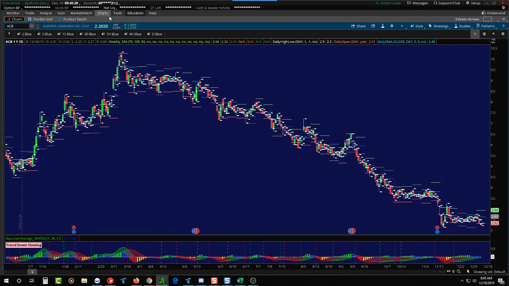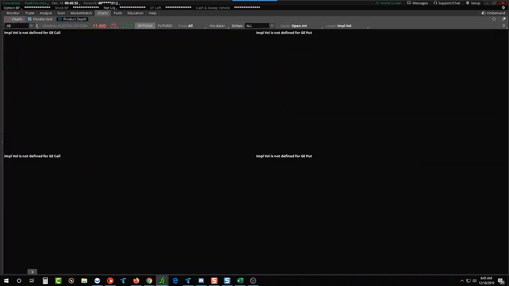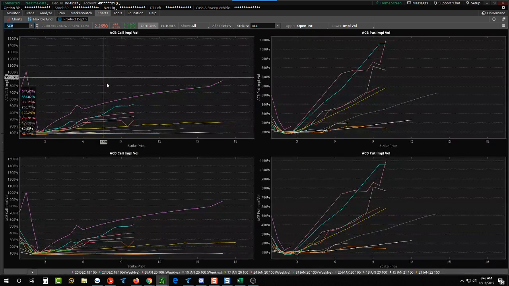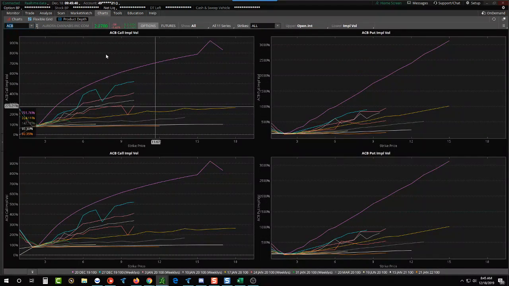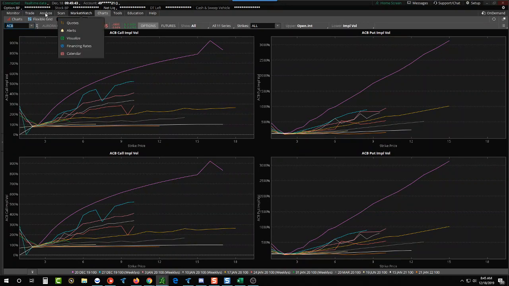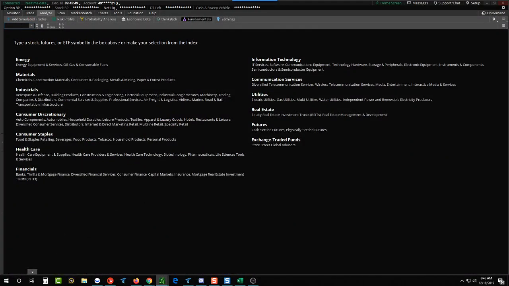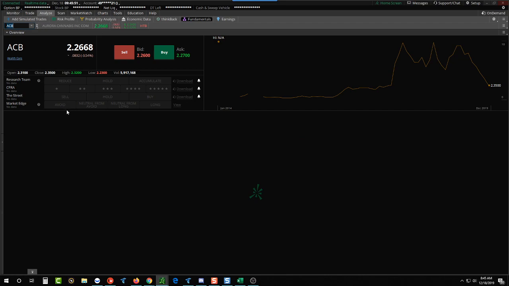You can go into the product depth and you can look at its options. There's still a lot of money in there. You can also go over to analyze and go to fundamentals and look at ACB as well. And you can see what analysts have for buy, hold, sell. Not as much information in here as you would see on other products. It is a healthcare product.